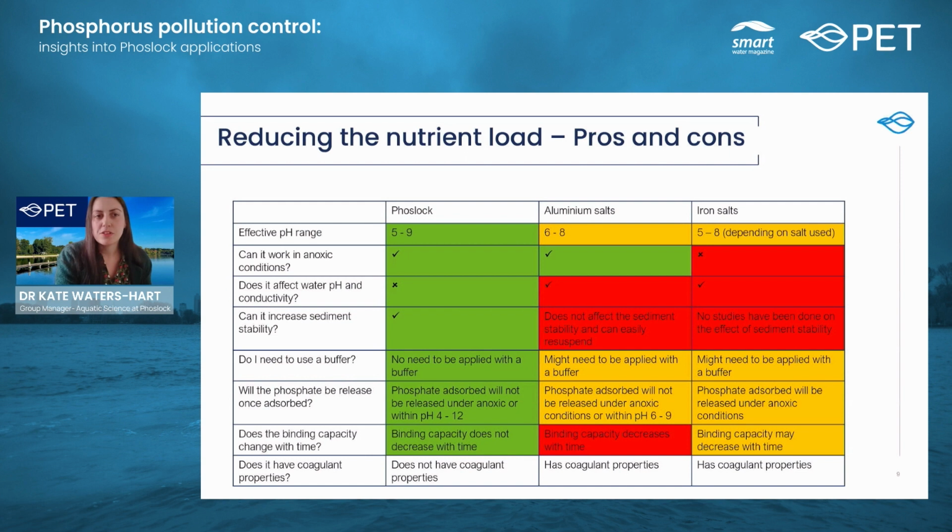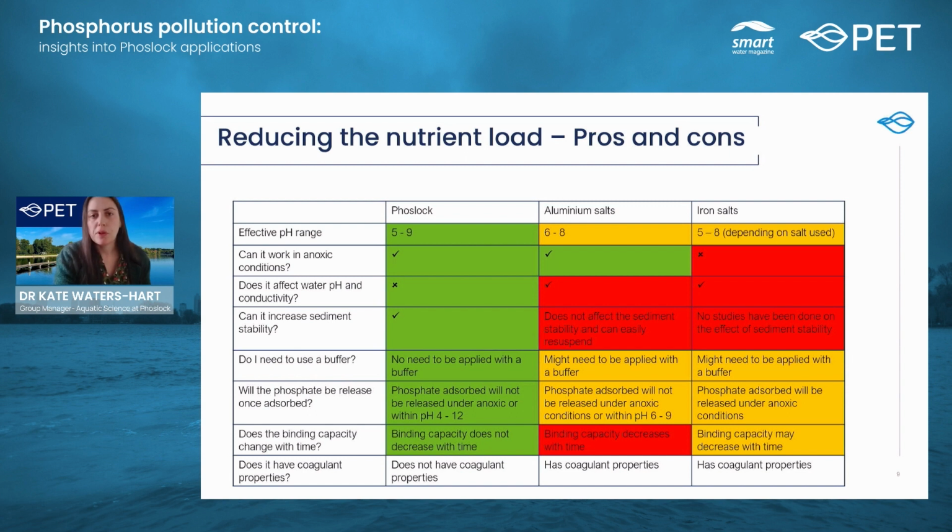As I mentioned, Phoslock can bind within a very wide pH range in comparison to alum and iron. It works under anoxic conditions. It doesn't affect the pH or the conductivity as it's applied. It also has the ability to increase sediment stability. If you have very fine or fluid sediments, Phoslock can help consolidate those sediments and potentially create the environment to allow rooted aquatic plants to grow. And with that, you get stabilization of the sediment, which prevents sediment resuspension.